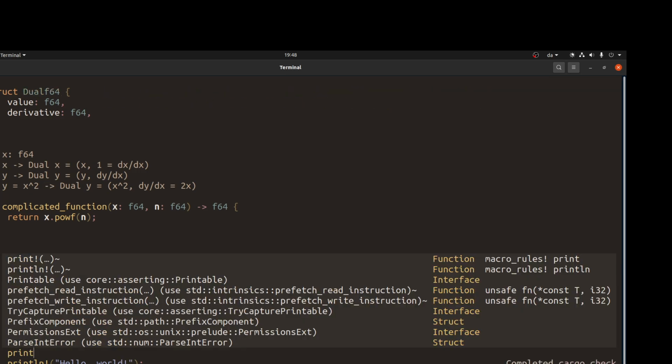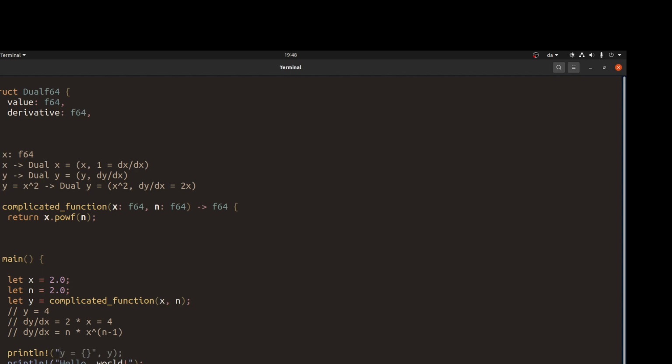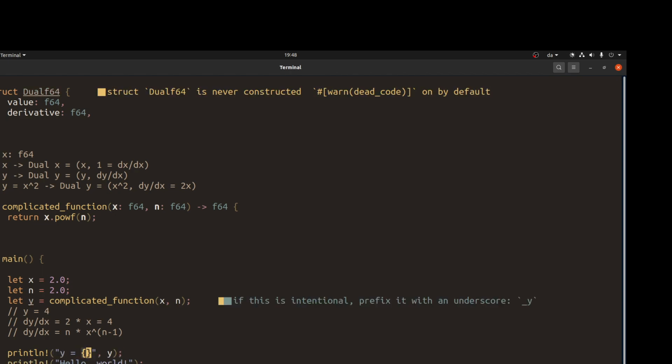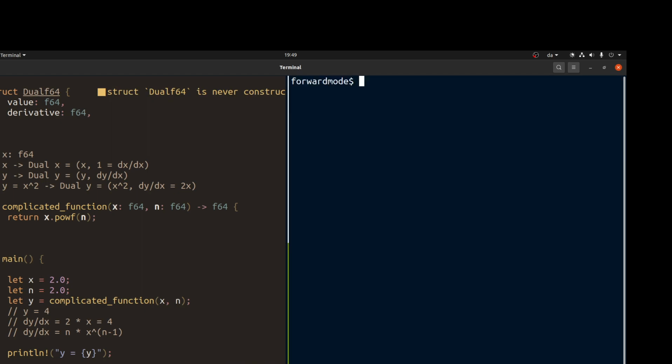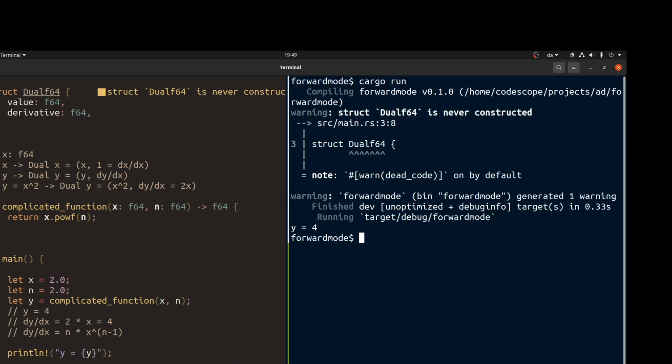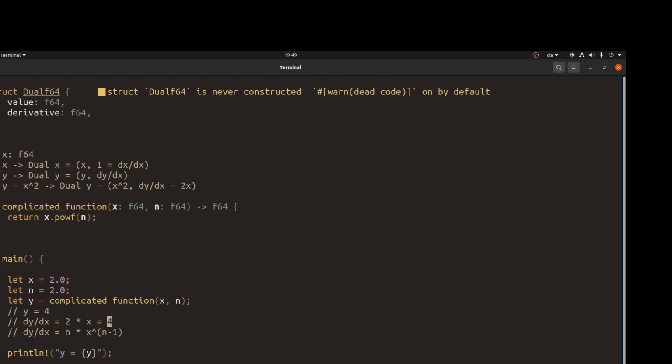So let's print this stuff. y equal y, and there we go. So we can run this function, run, and there's a bunch of warnings, but we can see here that y indeed does equal 4. We don't have the derivative yet, of course, so there's nothing to be done about that.